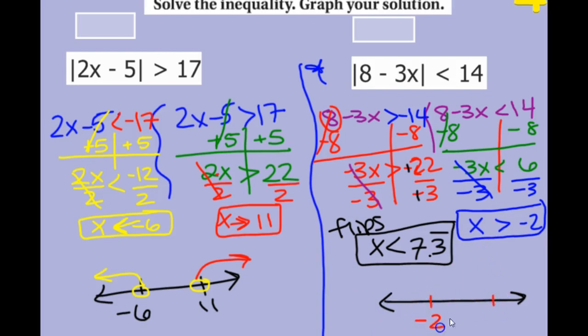Negative 2 is the least over here. 7.3 would be the greatest. At negative 2, we have an open circle pointing to the right. And at 7.3, also an open circle, but pointing to the left. And if you're not sure, this is a less than, meaning we have "and." And we do, they're pointing together.